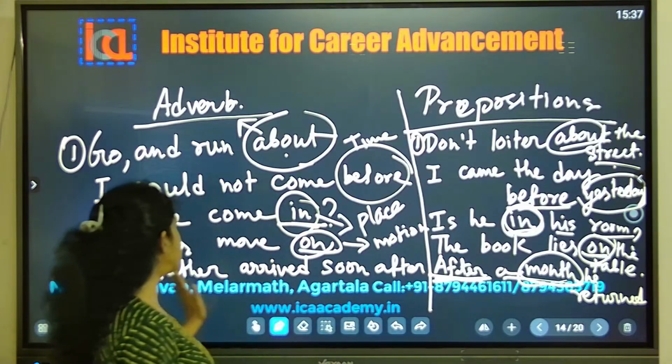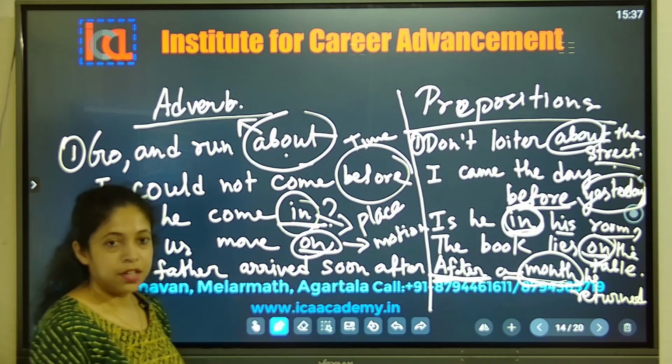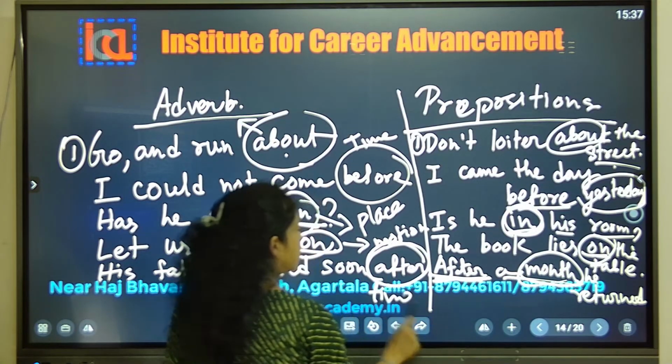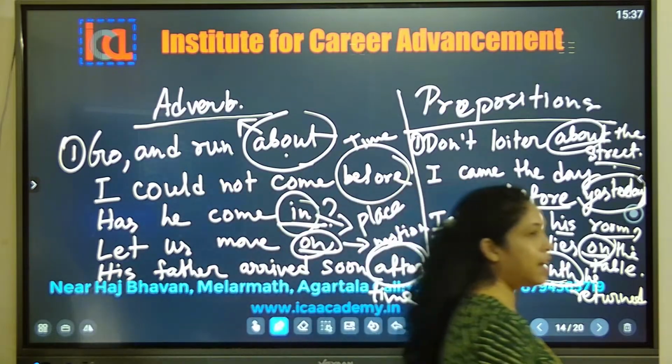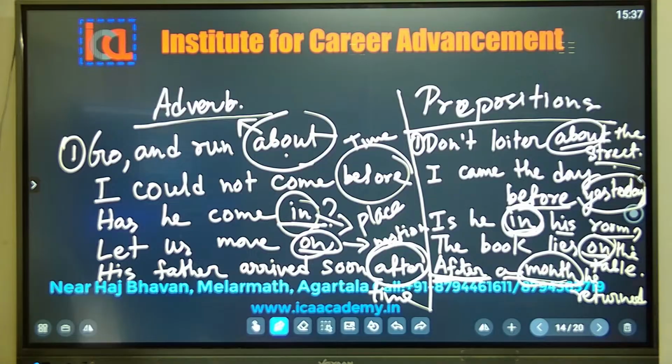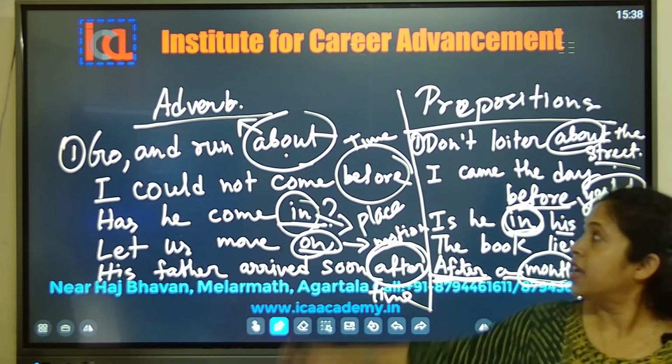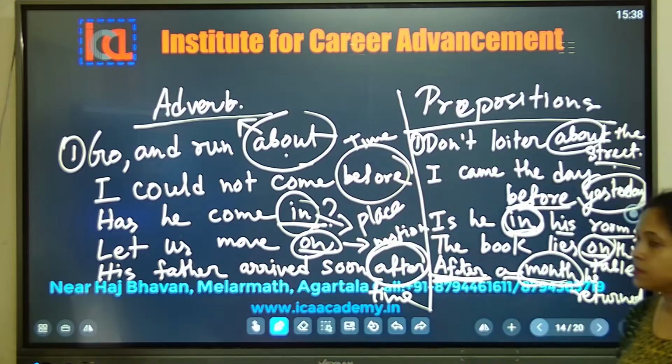Here you see, his father arrived soon after. So here after is telling about the time directly, without adding with a noun or adjective or adverb. So always remember, whenever the mention of a noun is not there in the sentence, it will be converted into an adverb. Directly this word will tell you about any time, any place, any position. Here it is an adverb of position. Okay? Correct.